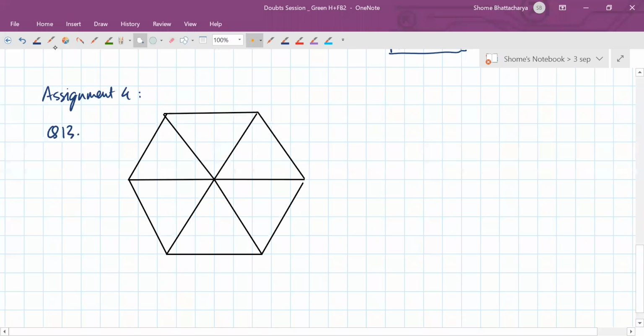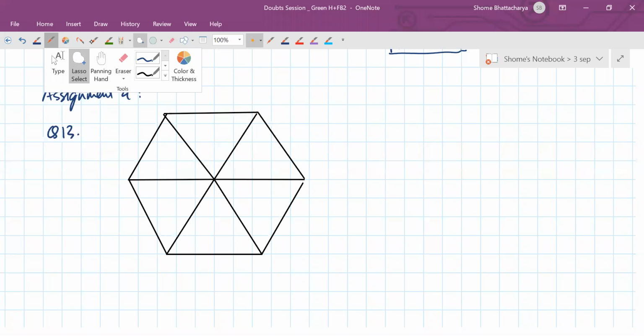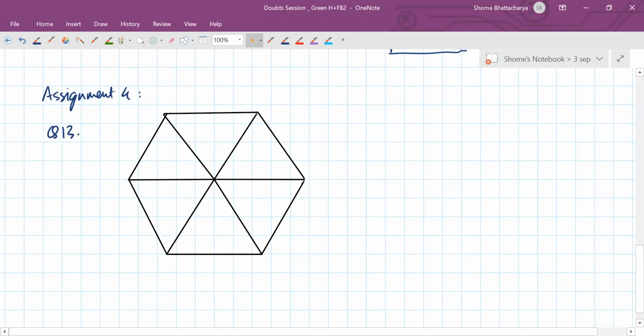So very roughly speaking, this is your regular hexagon, where all these angles are 60 degrees. That's the main thing you have to understand. These angles are all 60 degrees.